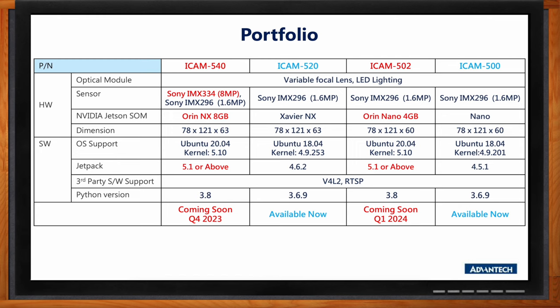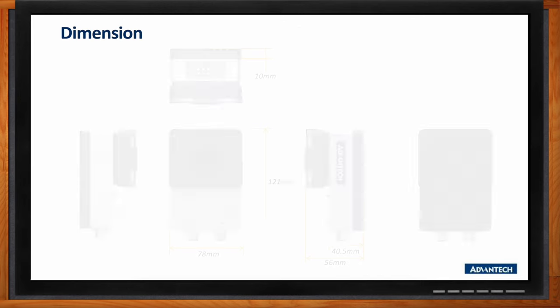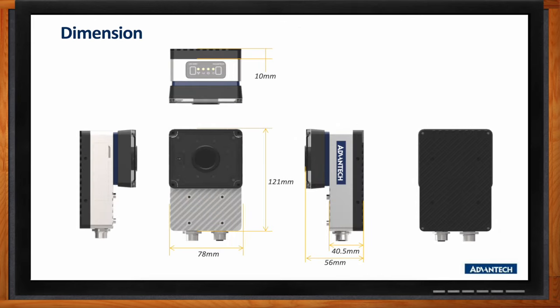Fantastic. Now, Ryan, can we take a closer look at this industrial camera? Sure. With this slide, I wanted to focus on the size and the form factor of the iCam. As you can see, the size is small and compact, with a 5-inch length, 3-inch width, and a 2-inch depth thickness.